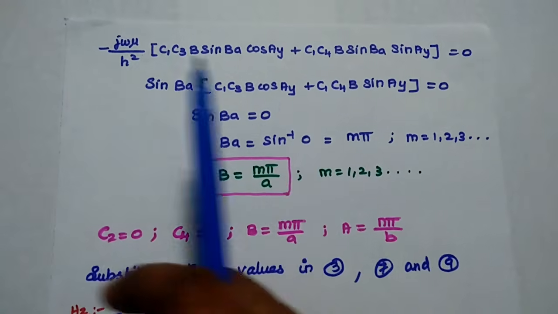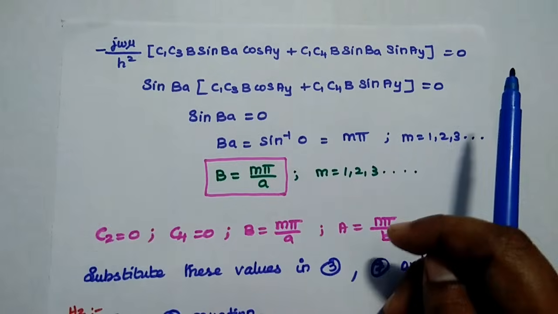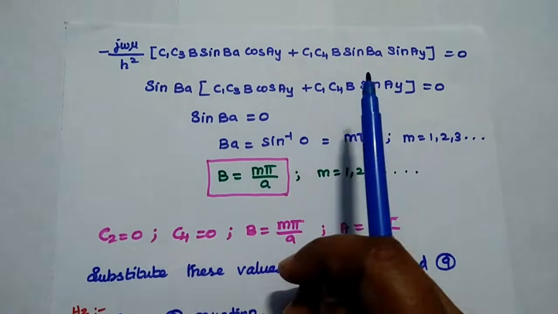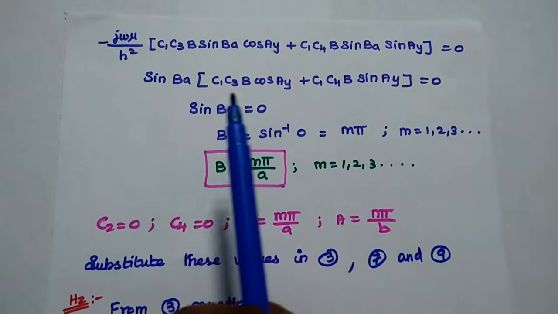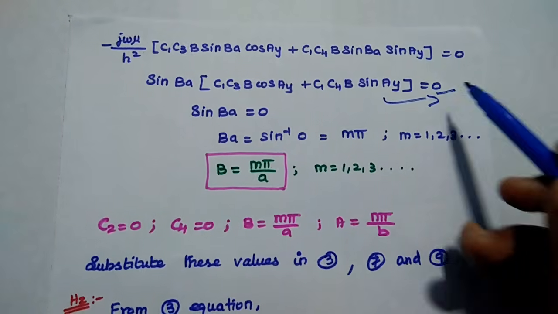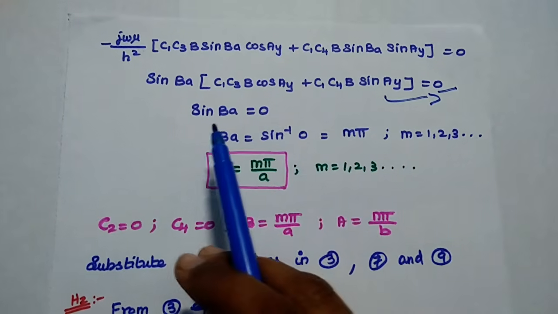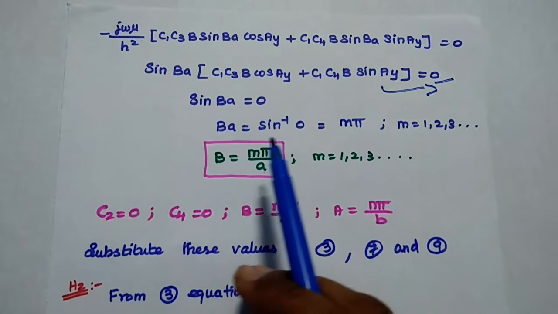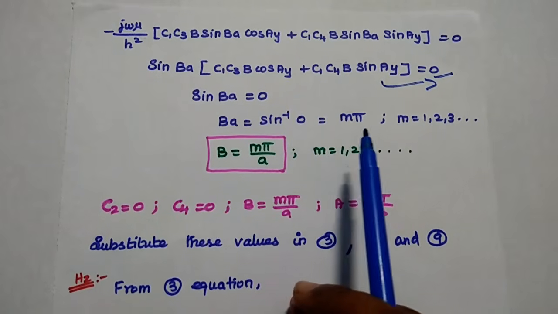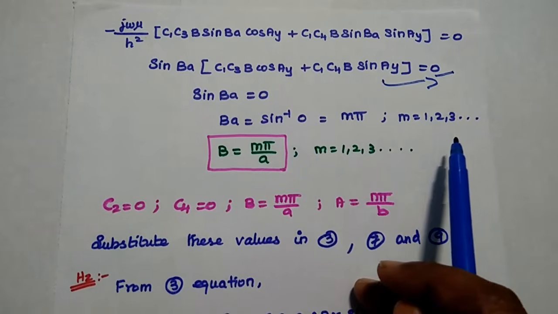Then we can take this value to this side. Then we can get the 0 value as such. We can take this sin Ba as a common term outside. We can move this term to this side as a denominator. 0 divided by anything is 0. Sin Ba is equal to 0. Then Ba is equal to sin inverse of 0. Sin inverse of 0 is equal to m into pi, where m is the integer value.